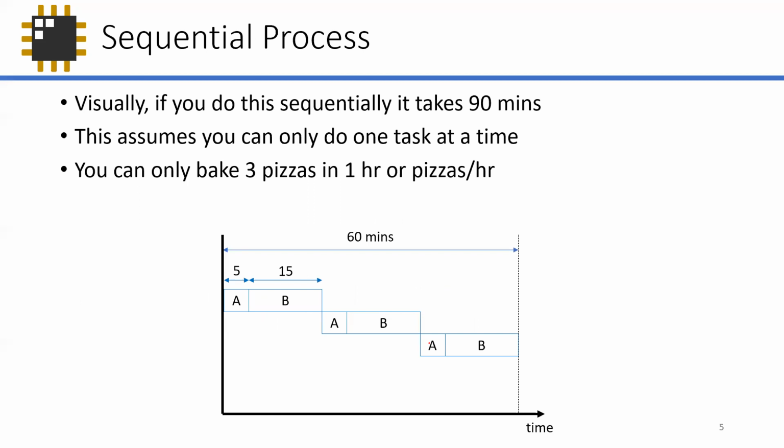As you've noticed in most of our discussions, it's easier to visualize things by literally drawing them. If you do this sequentially, you can only bake three pizzas in 1 hour. So you draw it this way. This is equivalent to a single cycle processor.